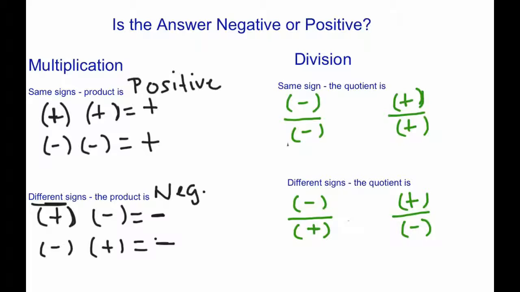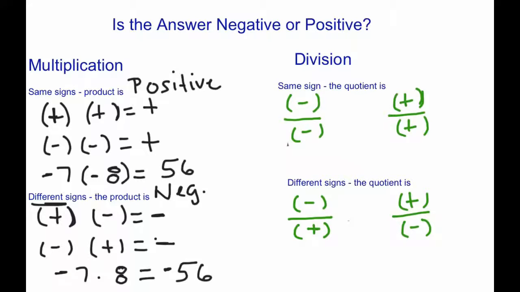For example, negative 7 times 8. 7 times 8 is 56, but the signs are different, so the answer will be negative. And back with the same signs, we could say negative 7 times negative 8. The answer is 56, but because both are negative, the sign will be positive.